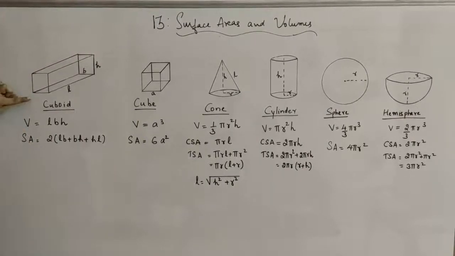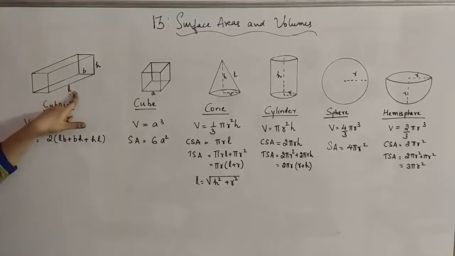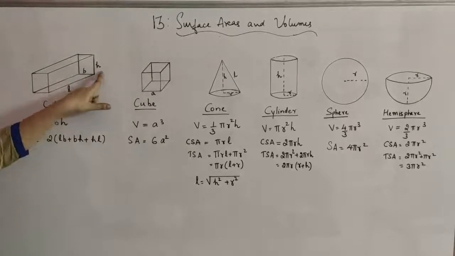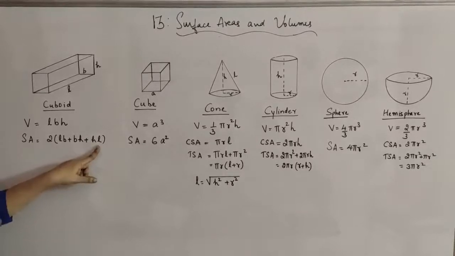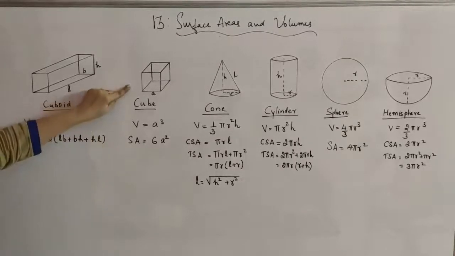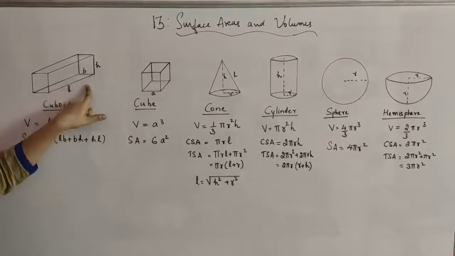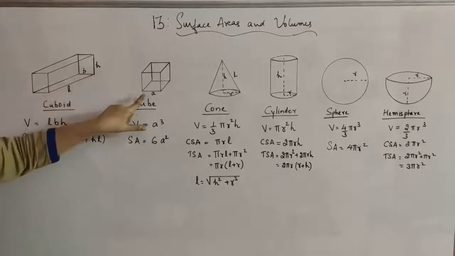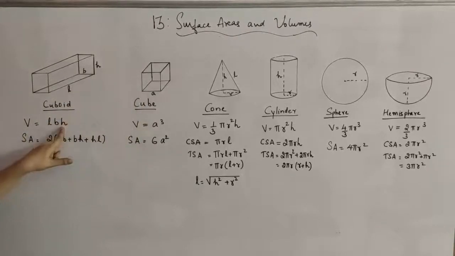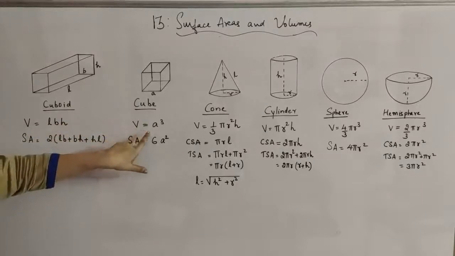The first thing, if the cuboid is of length L, breadth B and height h, then the volume of the cuboid is given as V is equal to LBH, and surface area is given as 2 into (LB plus BH plus HL). Now if it is a cube, then all the sides are equal, L equal to B equal to H equal to A. Then in the same formula, if you replace LBH with A, you will get the volume of the cube, which is A cube.